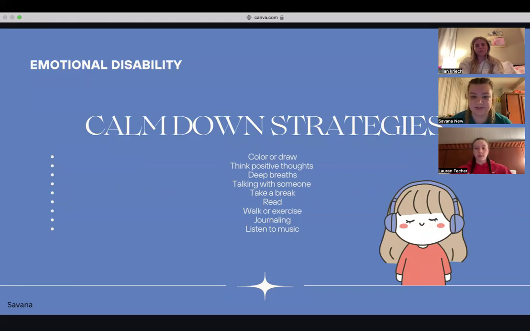Taking a break is also important. It allows them to just think about themselves or what they're doing instead of what everybody else is doing, taking the eyes off of them, basically. Reading is a good way to distract themselves. Walking or exercise is good to clear their head. Journaling about what they're thinking or what they think others may be thinking can allow them to get their thoughts out if they're not comfortable talking to others. And listening to music can also cause them to not be as distracted.